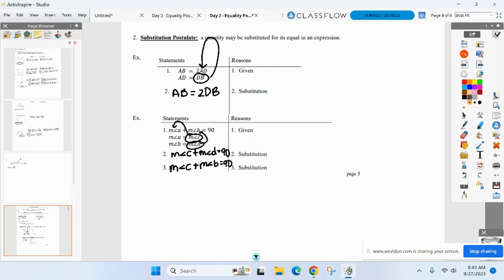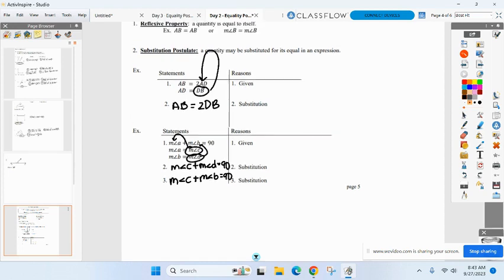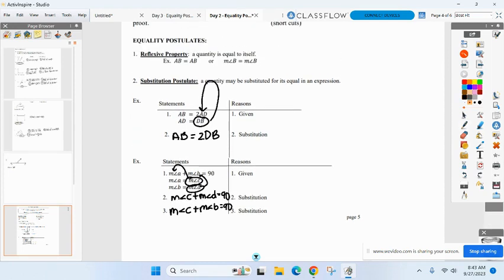A little piece of advice. How do I know I'm going to need substitution? Repetition. I have no idea if that's how you spell it, and I don't care. Repetition of angles or segments.